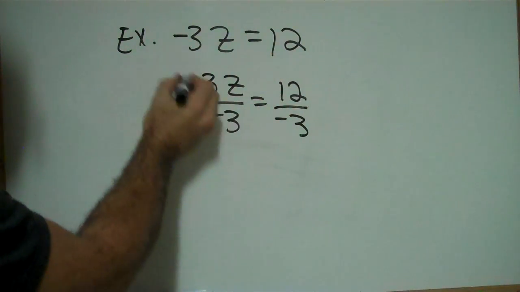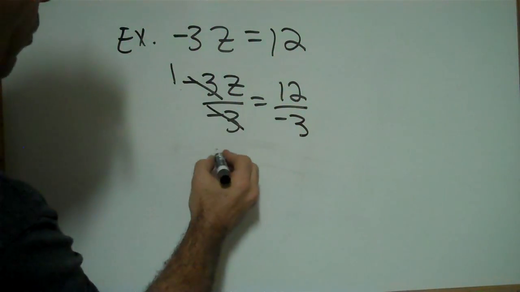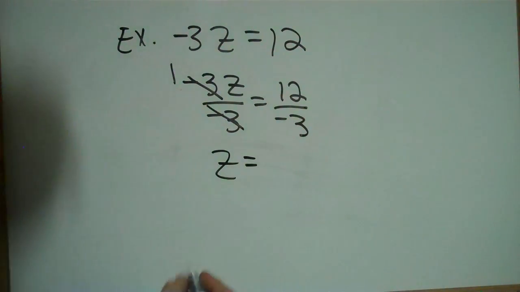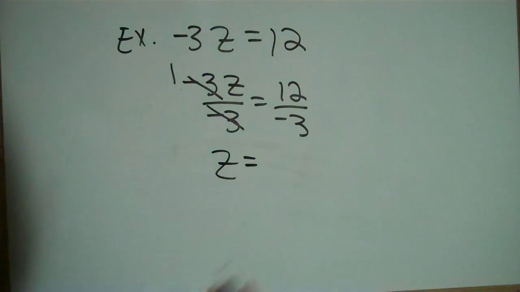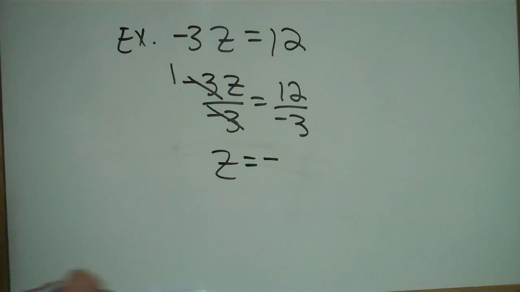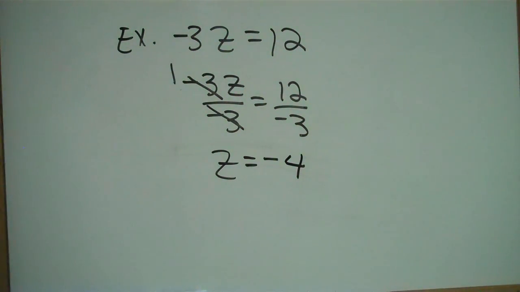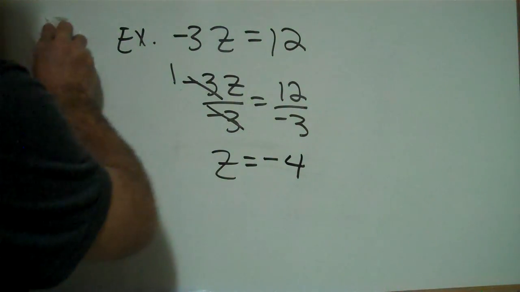Because negative 3 divided by negative 3 will cancel, giving me a 1. So I get my 1z on the left side. On the right side, I got 12 divided by negative 3. Well, I know that's going to be unlike signs, so that makes that answer negative. And then 12 divided by 3 gives me 4. So my final answer, z equals -4.